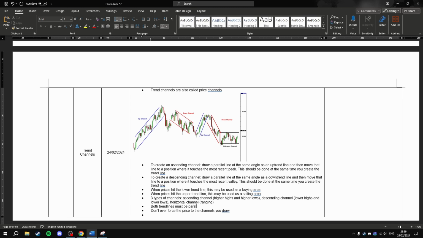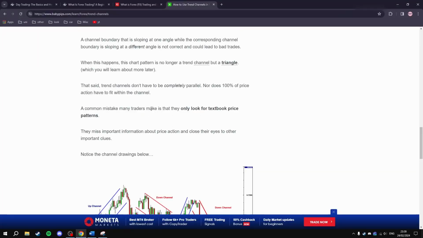Must be parallel to each other. A channel boundary that is sloping at one angle whilst the corresponding channel boundary is sloping at a different angle is not correct and could lead to bad trades. When this happens, this chart pattern is no longer a trend channel but a triangle, which you will learn more about later.